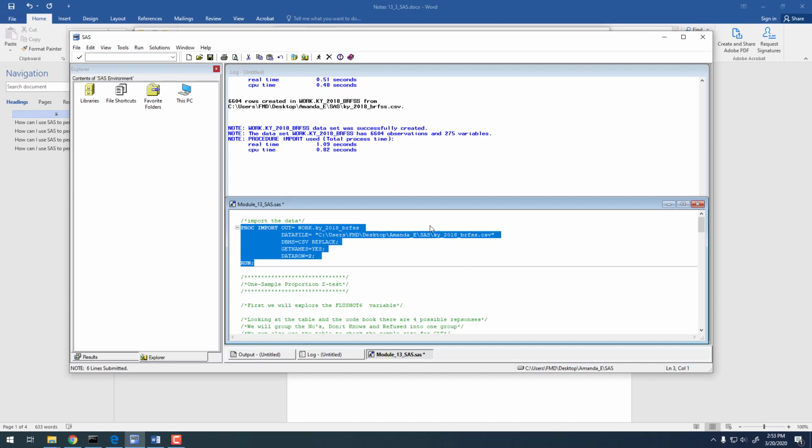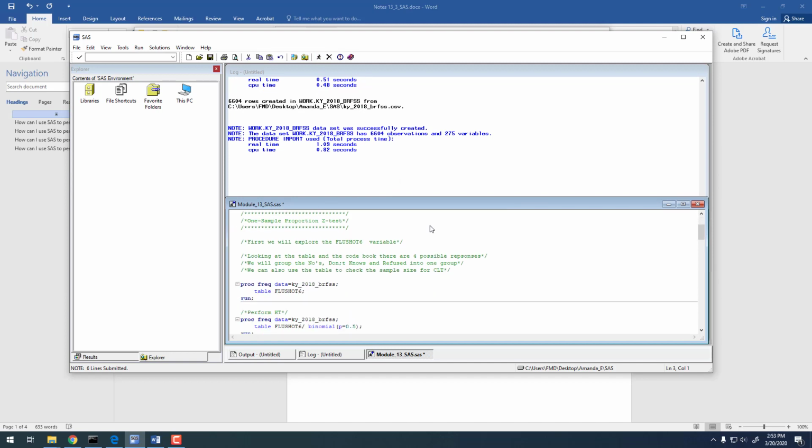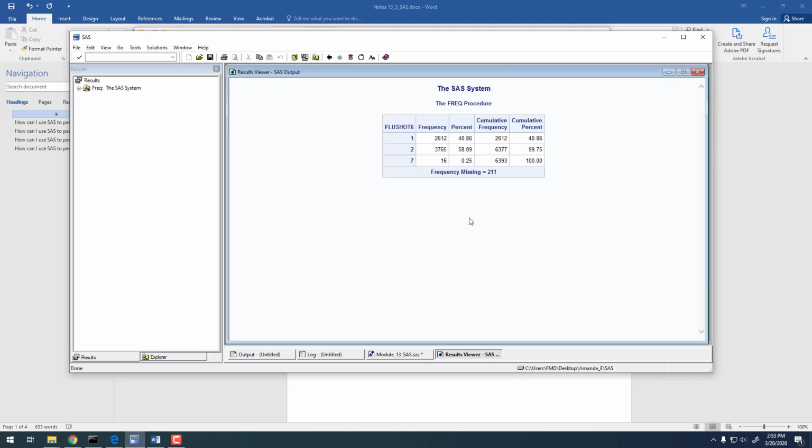So let's see how to do this one proportion z-test. This is going to look very similar to the single proportion confidence interval that we looked at in Module 12. The very first thing, whenever I'm working with any of my variables, is I want to make sure I explore that variable a little bit and have an understanding of how it was coded. So I'm going to run my frequency table. Here's my frequency table, and I see that for the Kentucky data set, flu shot took the values 1, 2, and 7.